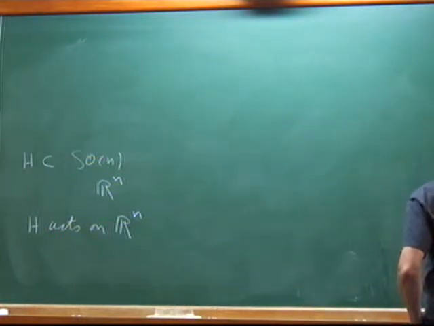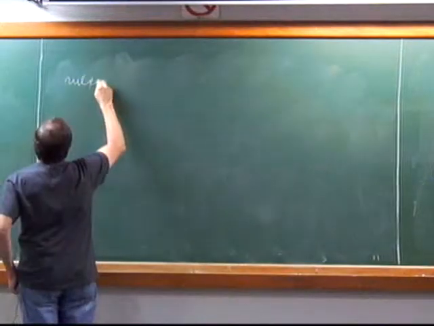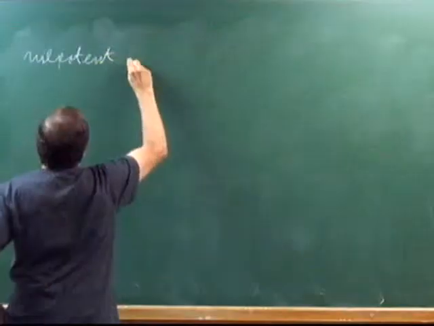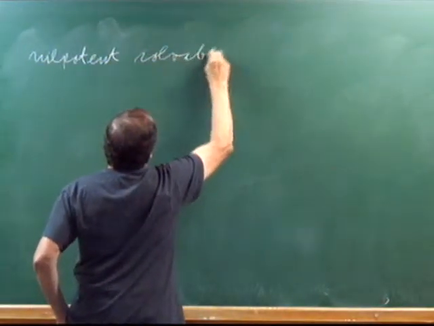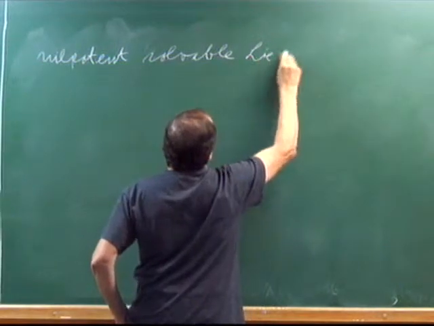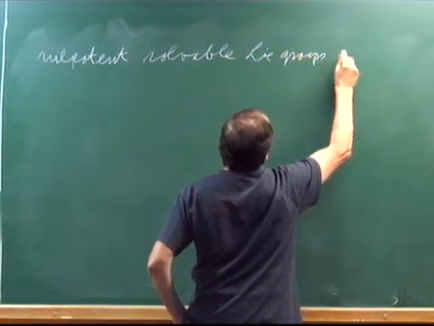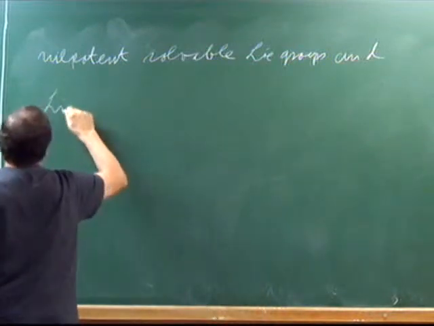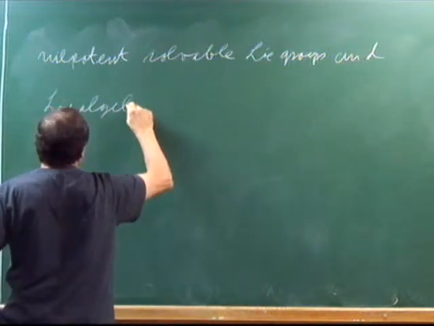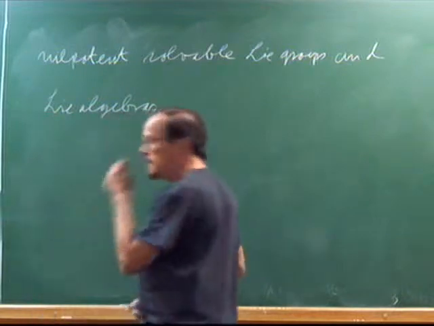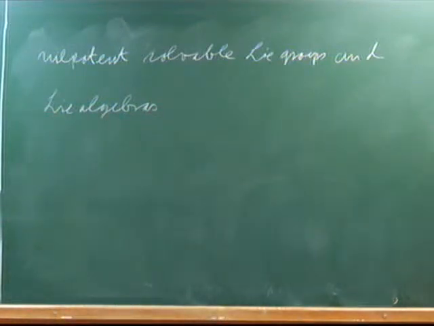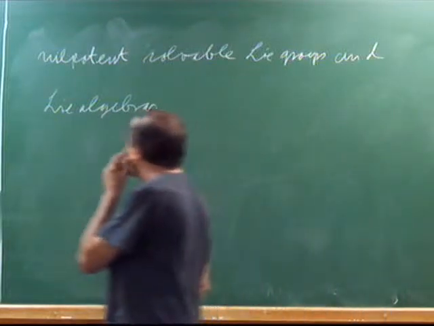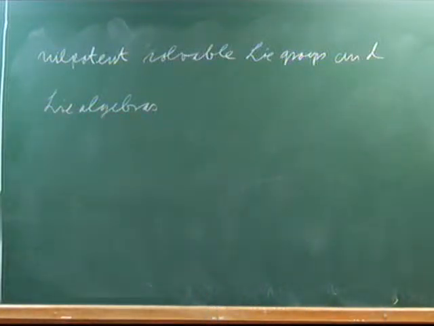Okay, so our next topic is nilpotent and solvable Lie groups and Lie algebras. Here I write down the main results. I'm not going to prove very much except for one or two things, and there are more proofs in the notes, since we have to get somewhere.